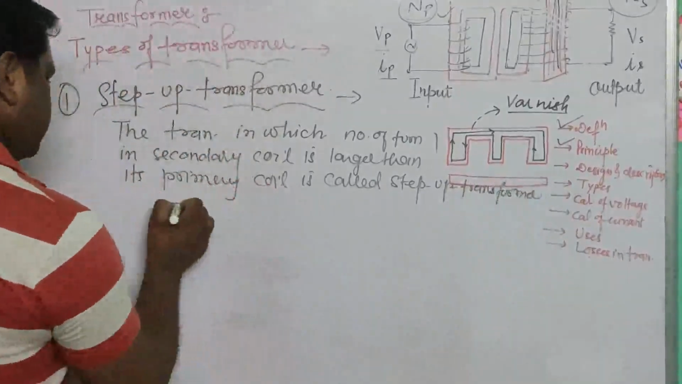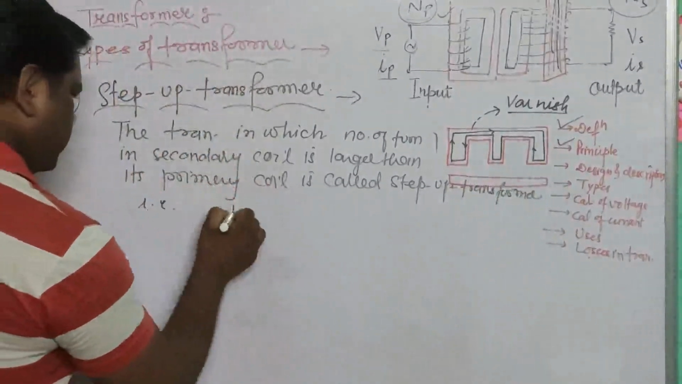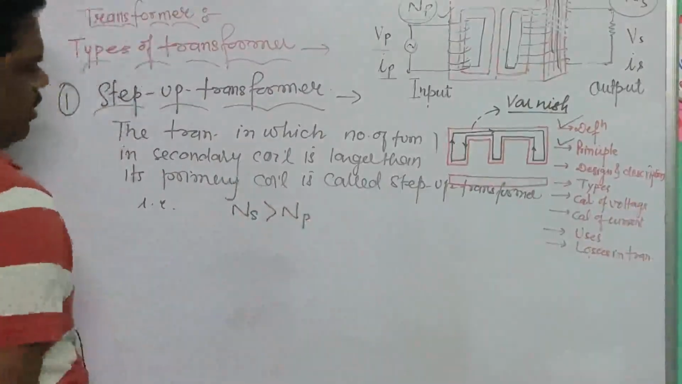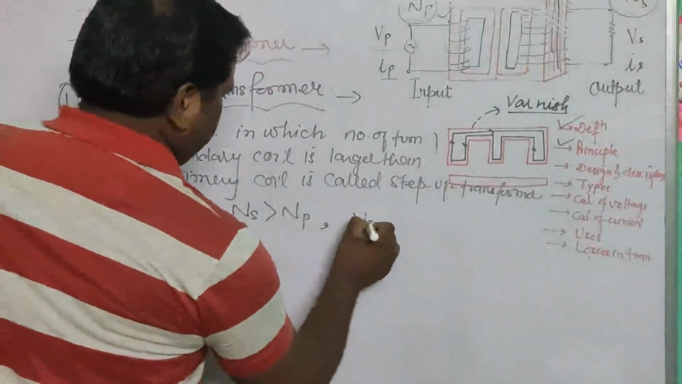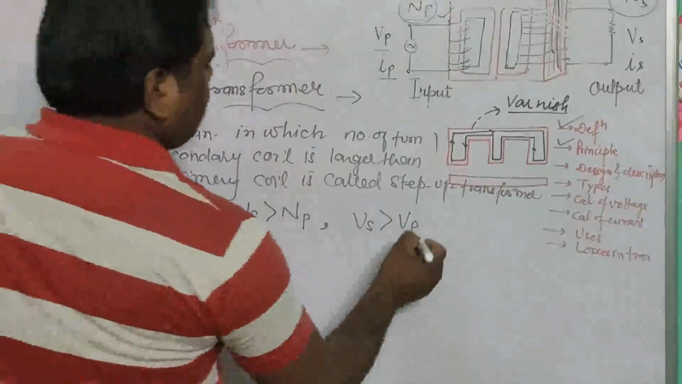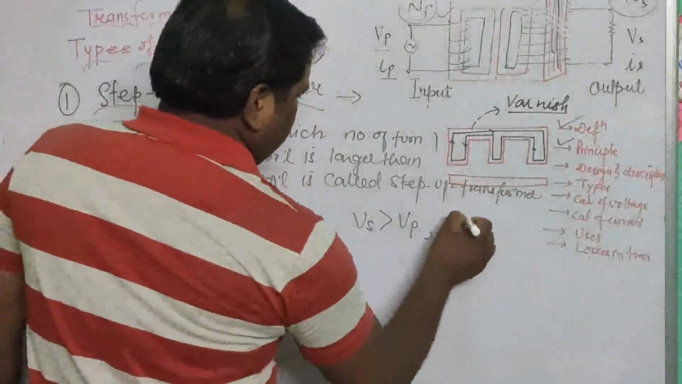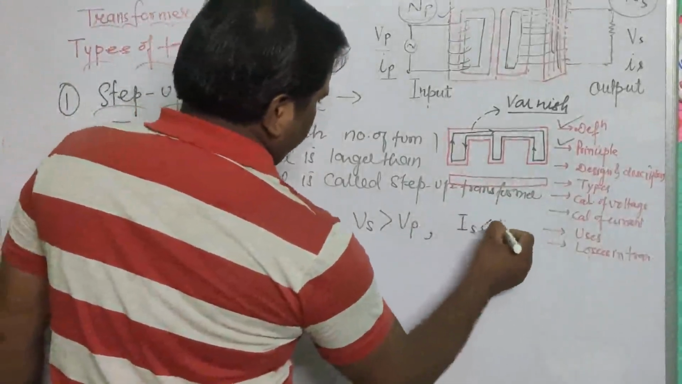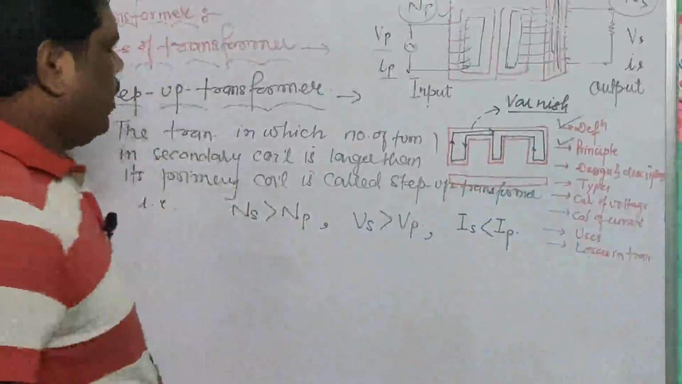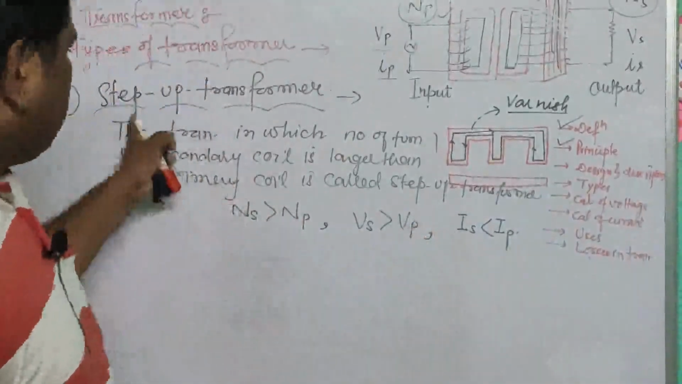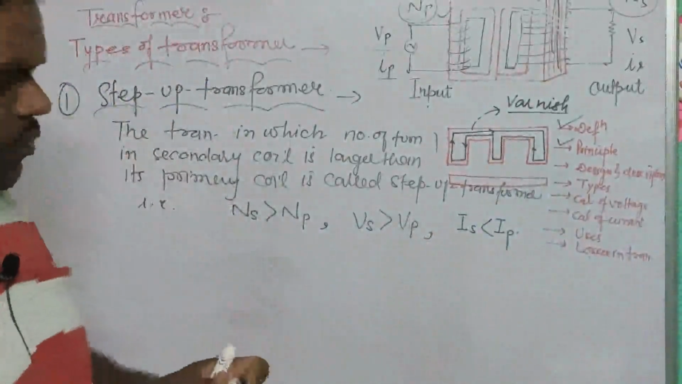What is that? We can write NS is greater than NP. As a result, Vs will be greater than Vp. While here, what about the current? Current in the secondary coil will be less than the primary coil. So this is the short notation about the step up transformer.